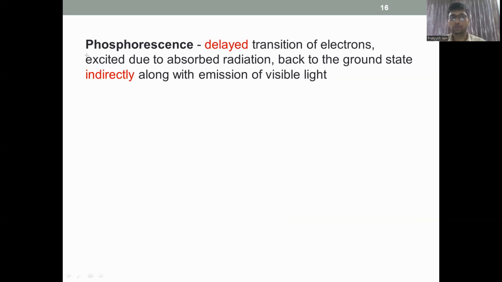Another similar phenomenon is phosphorescence. Phosphorescence is very similar to fluorescence in how it behaves. The only difference is that while the electron is coming back to its ground state from the excited state, it does not come back directly, but indirectly. So the electron comes back to the ground state indirectly, along with emission of some visible light.